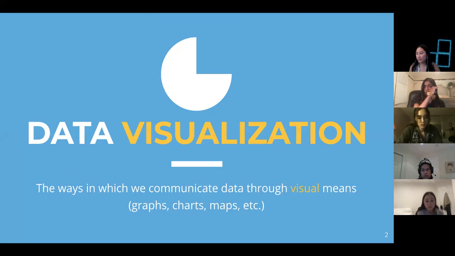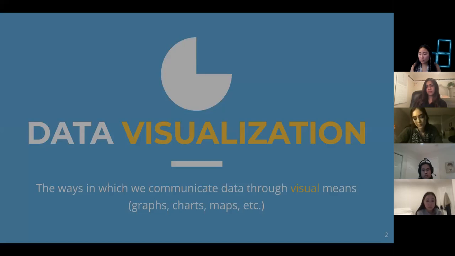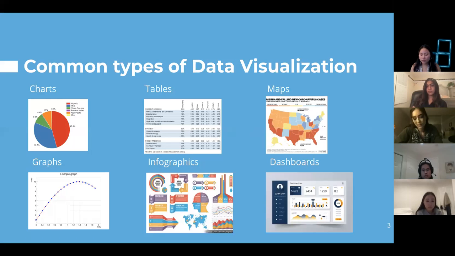Data visualization refers to the ways in which we communicate data through visual means, whether those are graphs, charts, maps, or anything else. As alluded to in the slide before, here are some common types of data visualization you are all already familiar with. We have charts, tables, maps, graphs, as well as infographics and dashboards. There are a ton of other forms of data visualization and subcategories as well, but these are the most common ones you'll run into.